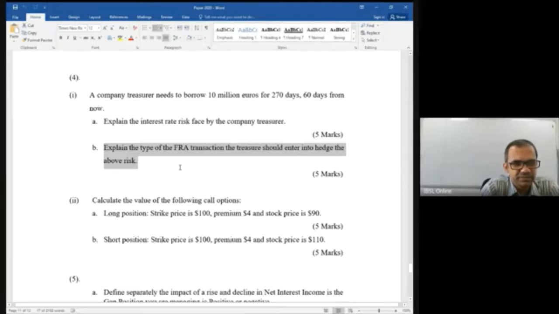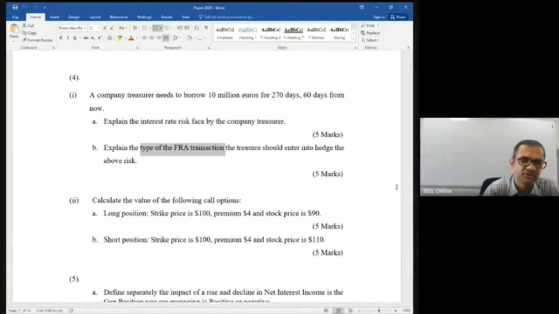Okay, what is the type of FRA transaction that you should enter? Whether you should buy or sell, and what are the other specifications? What other terms?